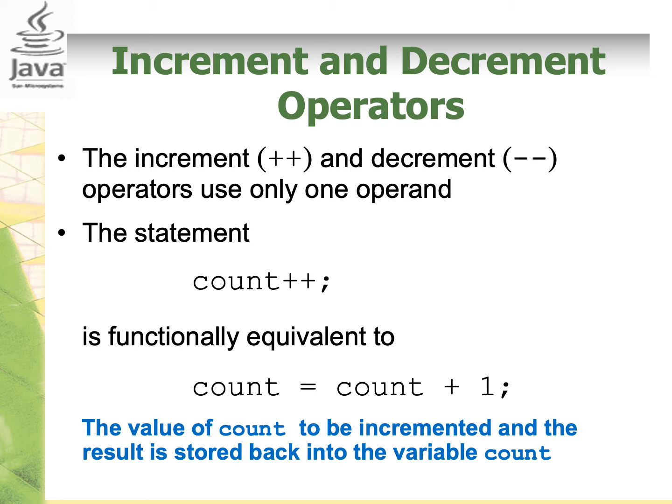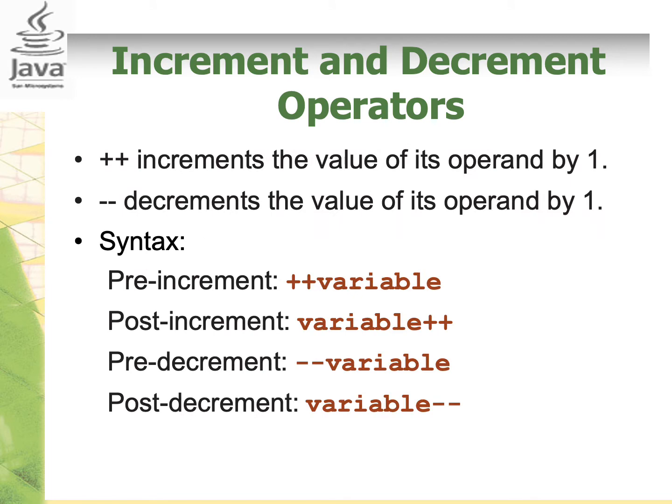For example, if we have count++, that is exactly the same as if we write count = count + 1. What happens when we do count++ is the original or initial value of count is added by 1 and count will contain the new value. ++ is increment, so it adds 1 to the number. -- is decrement, it subtracts 1 from the number.